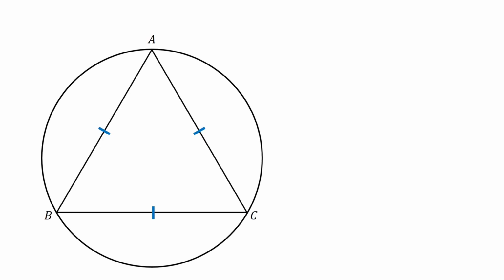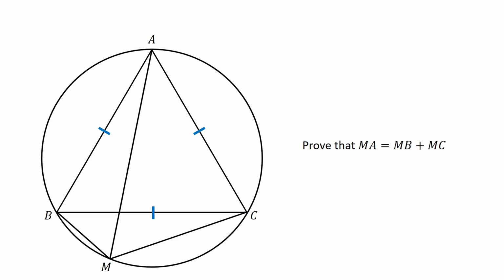In this video, we want to solve the following problem using two methods. Triangle ABC is an equilateral triangle inscribed in a circle. Let M be an arbitrary point on the arc BC. Connect M to A, M to B, and M to C. Our goal is to show that MA equals MB plus MC.